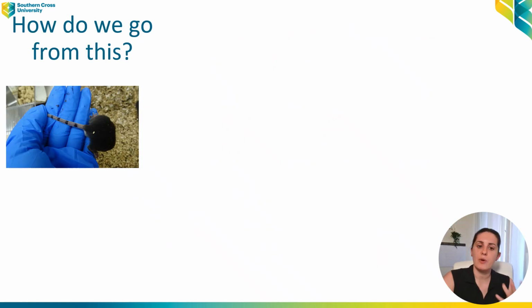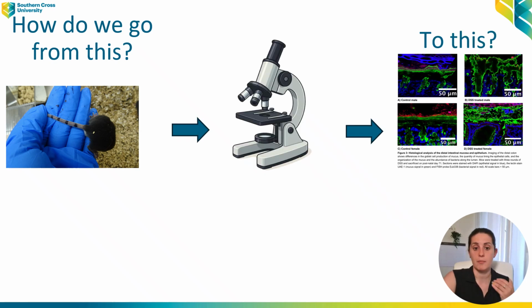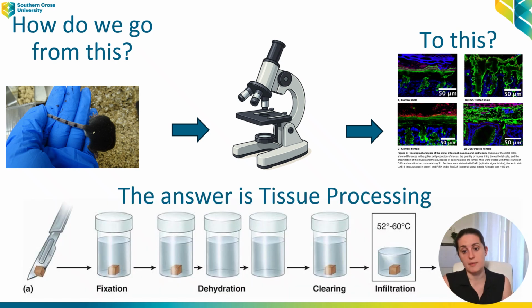So starting with the question, how do we go from this? How do we go from having, in my case, an experimental animal tissue, or it could be a patient tissue, to this, to having beautiful images that we can look at under the microscope, either for research or diagnostic purposes? Well, the answer is tissue processing. But tissue processing is not as simple as I thought before I started working in this area. I had no idea how long of a process it was.